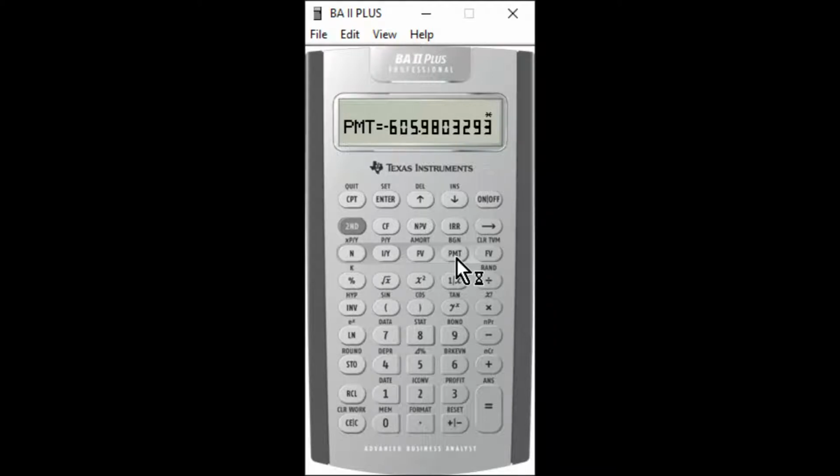$605.98. But what if I told you in order to get the $100,000 loan, you had to pay a $2,000 fee up front? So you could get $100,000, but in order to do that, you would have to pay $2,000 right away as a fee. That means the net benefit to you is only $98,000.